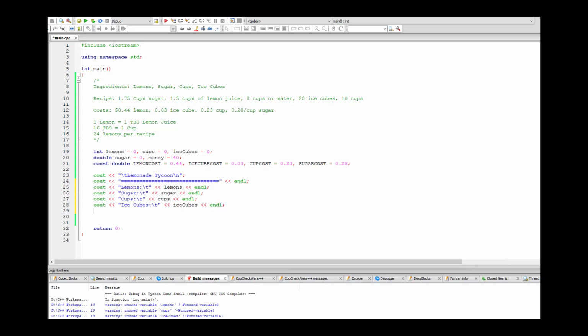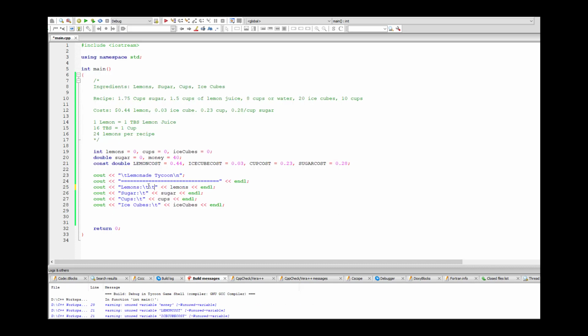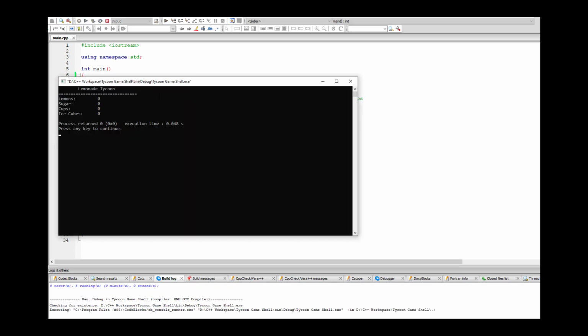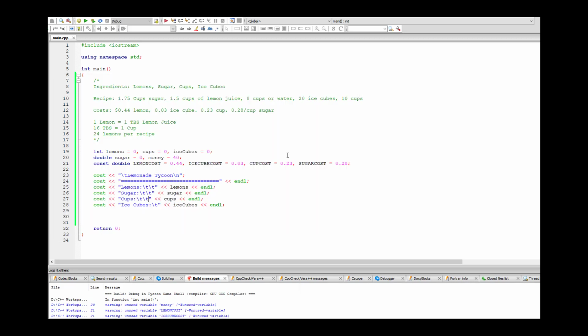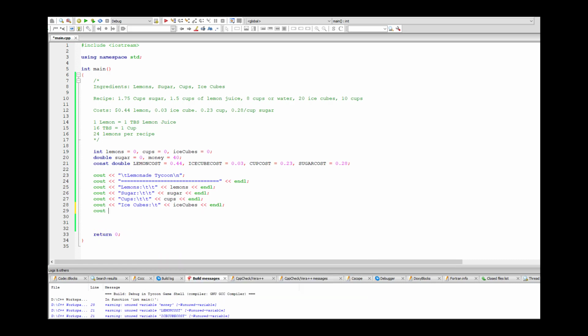Okay, let's see what we got. It should be everything 0 right now. Yeah, I figured ice cubes is a little bit too high, but what we can do is we'll just add an extra tab onto the rest, right, to help line up those figures there. All right, there we go. And we'll need a last one to show our money. Money.